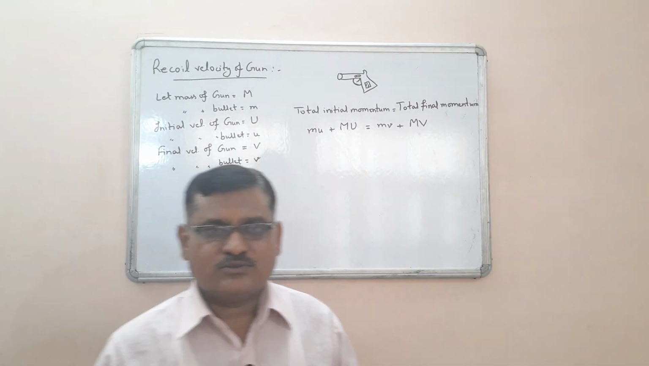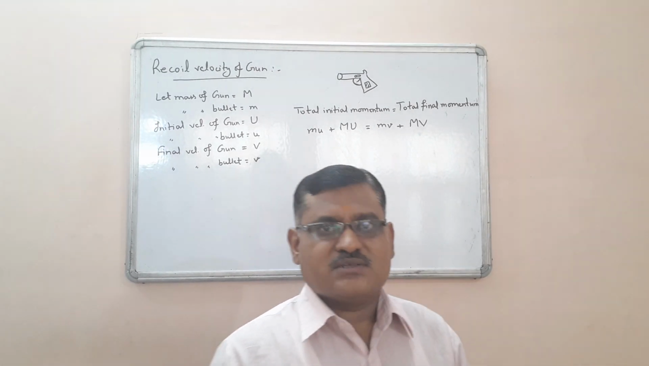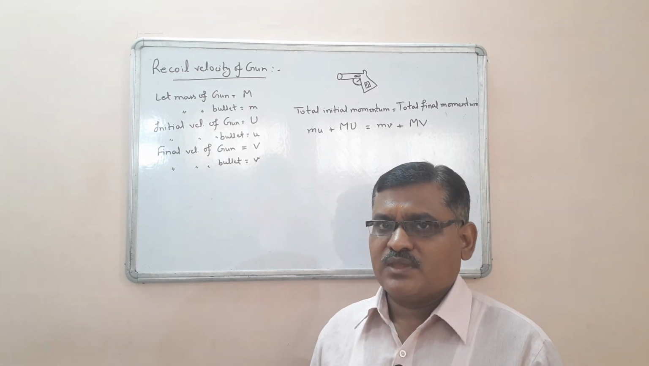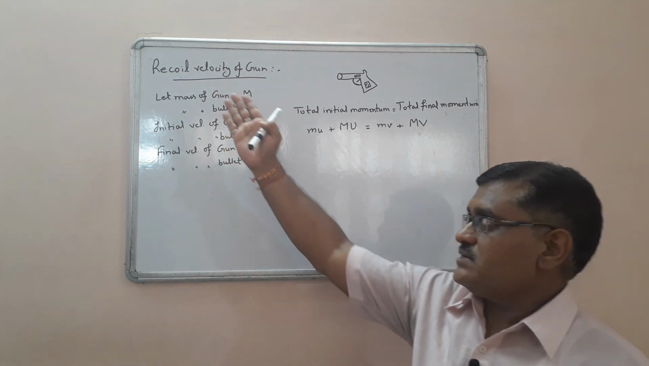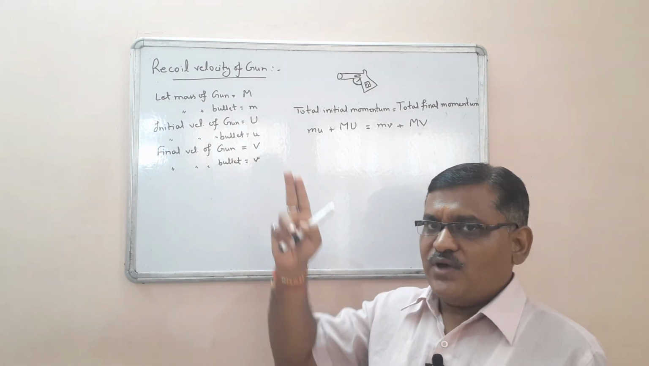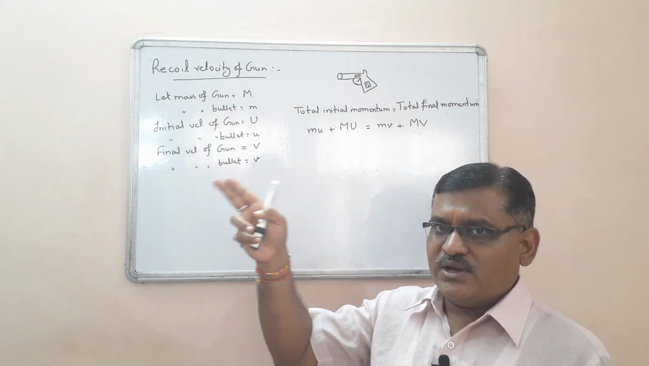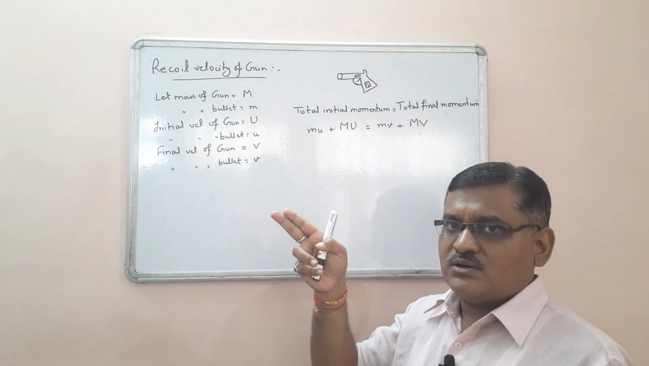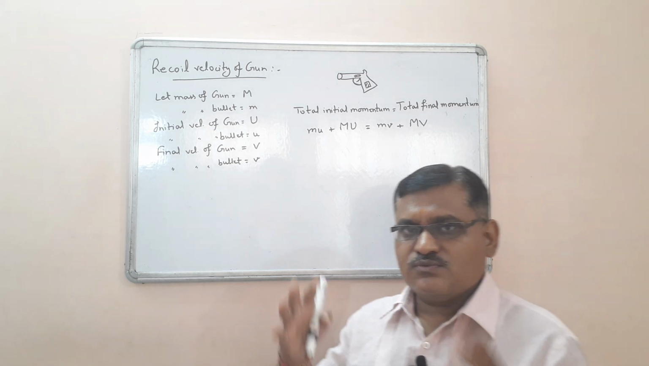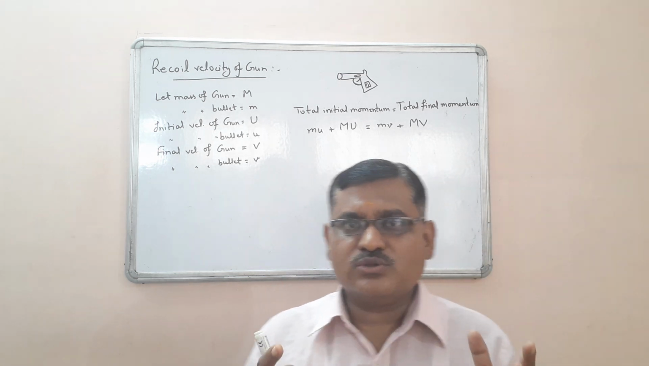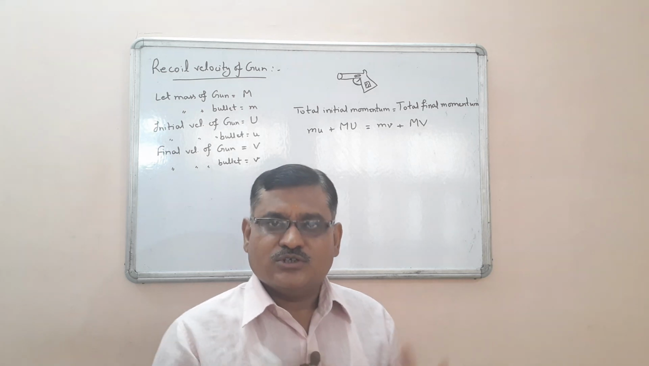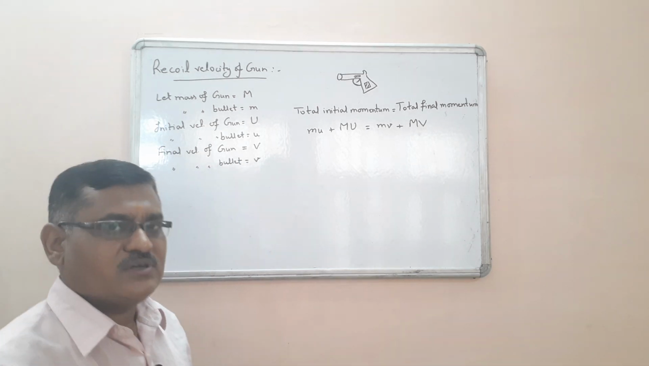Morning students. Today we will discuss the application of the law of conservation of momentum, and this is a very good application, that is, the recoil velocity of a gun. You know, when you fire a bullet from a gun, the gun moves backward and the bullet moves forward. So in this situation it's very important that you know the recoil velocity of the gun, otherwise it may harm you. So let us see how to apply the law of conservation of momentum.